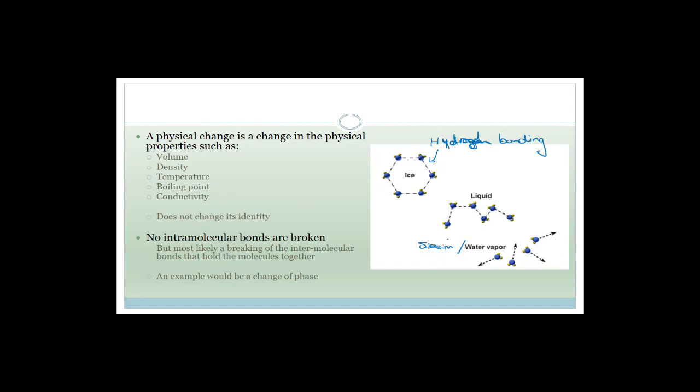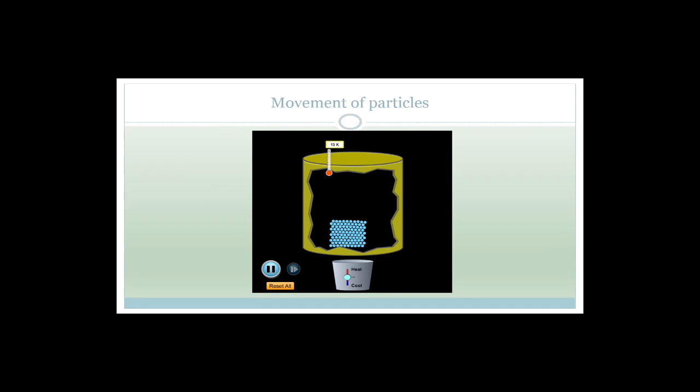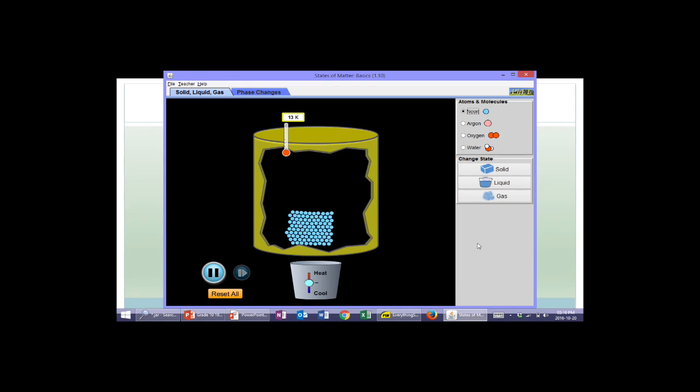And steam is just another way of saying water vapor. If the water vapor is hot, like you've boiled it in a kettle, then it's steam. Whereas water vapor is if you've just allowed it to evaporate out. But you can see the difference in the phases. Notice that there's no chemical change. This is a water molecule, that's a water molecule, that's a water molecule. They haven't changed identity.